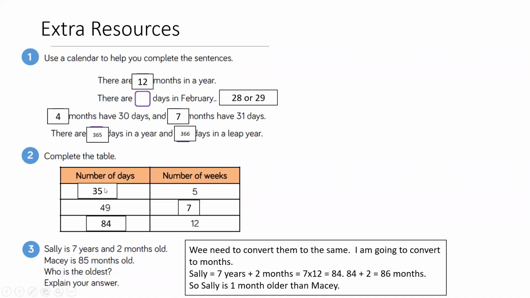Right, we're going to complete this table. So 5 weeks. So we're going to do 5 times 7 because we're going to multiply by 7 because there's 7 days in a week. So 5 times 7 is 35.